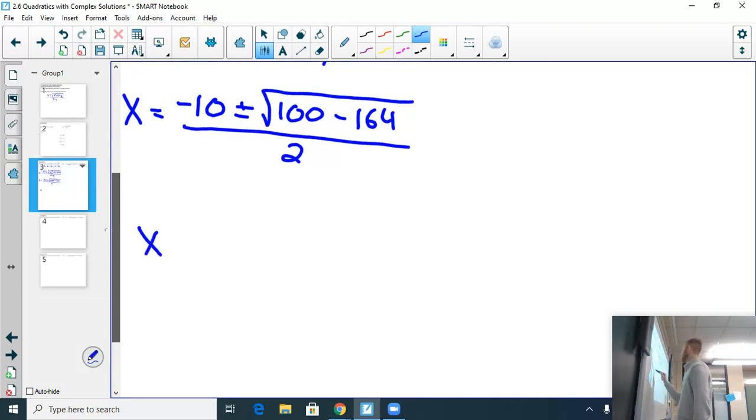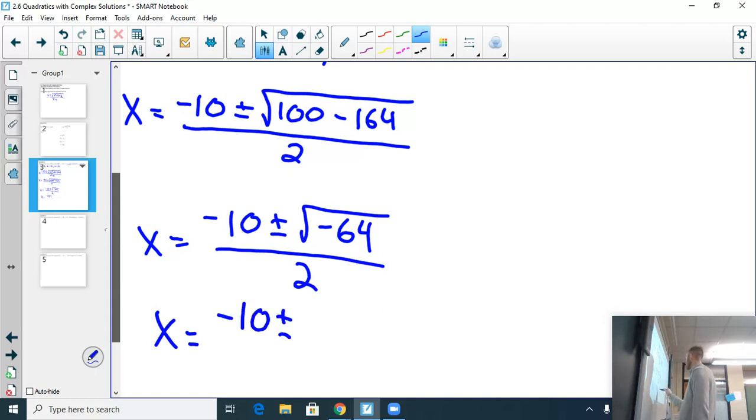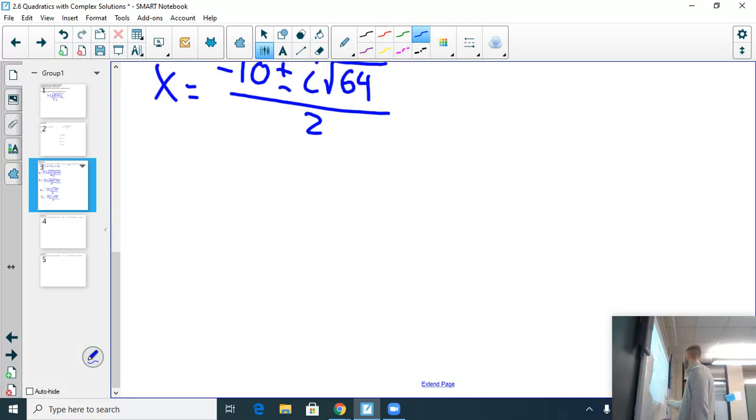So then x equals -10 plus or minus the square root of -64 all over 2. And hopefully we're comfortable with this by now. It'll be -10 plus or minus, and then we take an i out, and then we have the square root of 64 all over 2.